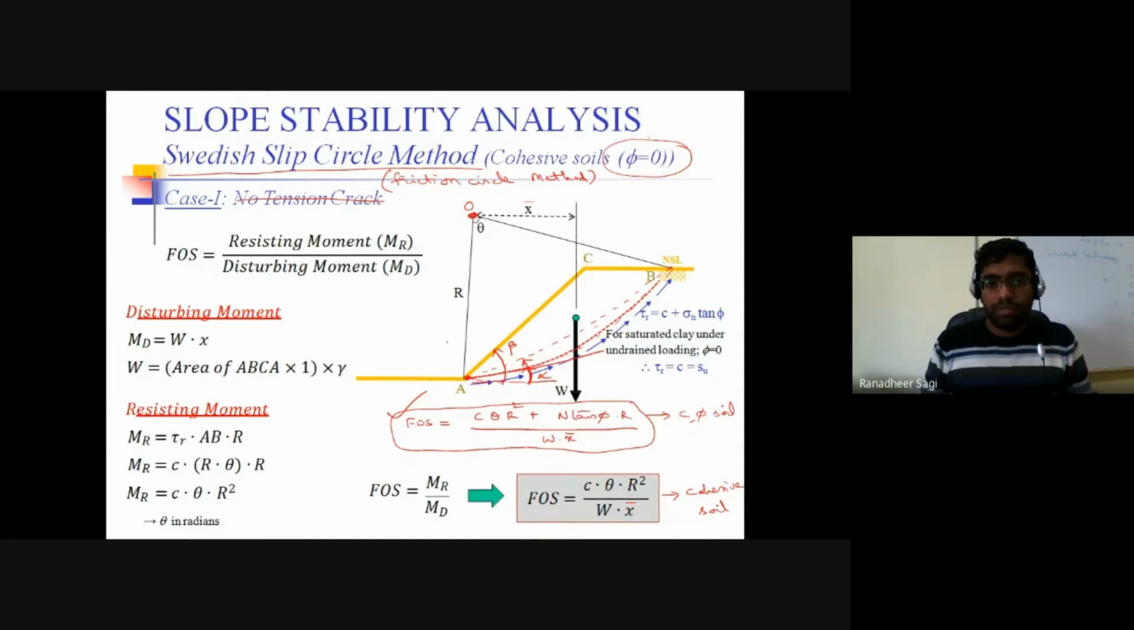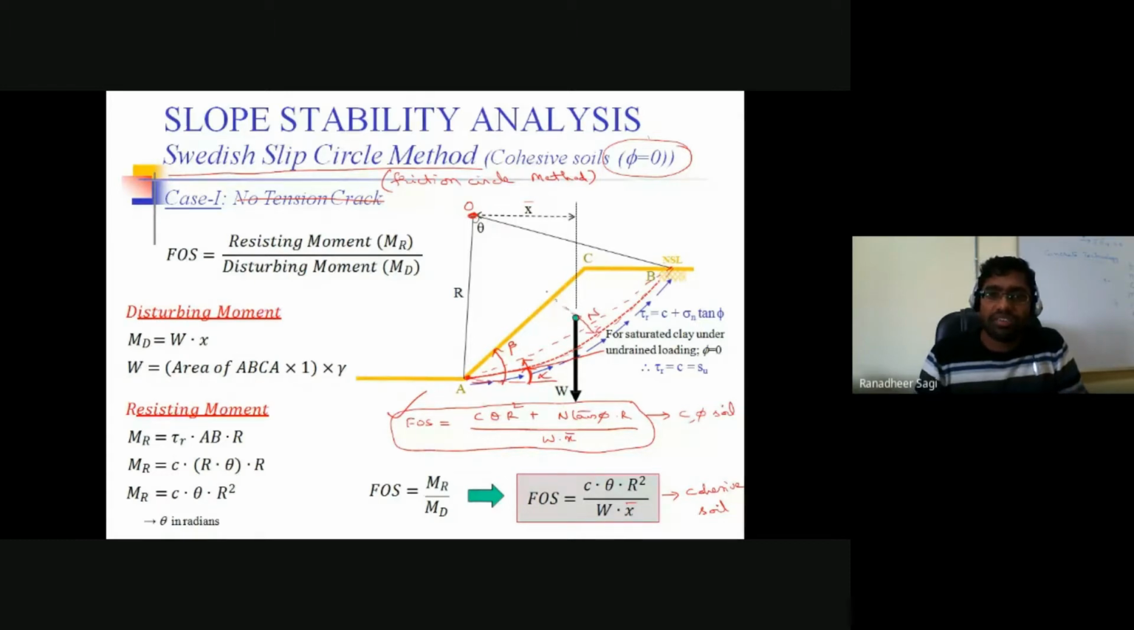Sometimes you will not see this expression represented as W into X bar. You would see the expression represented in some other way, where the weight is resolved into components. One component of the weight is normal to your failure surface, the other component is tangential to your failure surface, and that tangential component is responsible for causing the failure in the soil. The component normal to the failure surface is the N component. N is what we write it as.